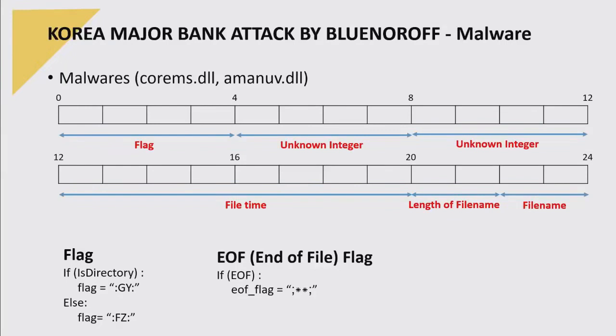And you can see in this structure, it represents the file type and the file name and the file length. And in the beginning of this structure, there's a 4-byte flag. And there are three kinds of different flag. If this is a normal file name, it will flag with FC. And if this is a directory, it will flag with GY. And if this is representing the end of file, it will flag with a double star sign.